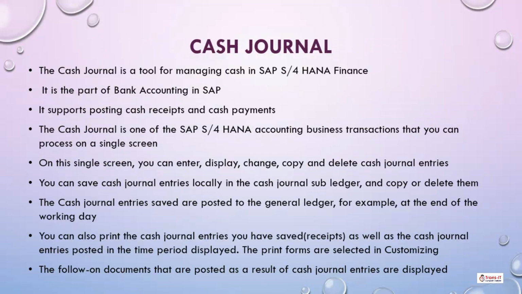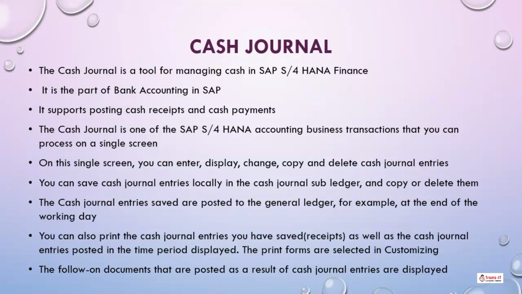What do you mean by cash journal? The cash journal is a tool for managing cash in SAP S/4HANA Finance. It is part of bank accounting in SAP. It supports posting cash receipts and cash payments. The cash journal is one of the SAP S/4HANA accounting business transactions that you can process on a single screen. On this single screen, you can enter, display, change, copy, and delete cash journal entries.